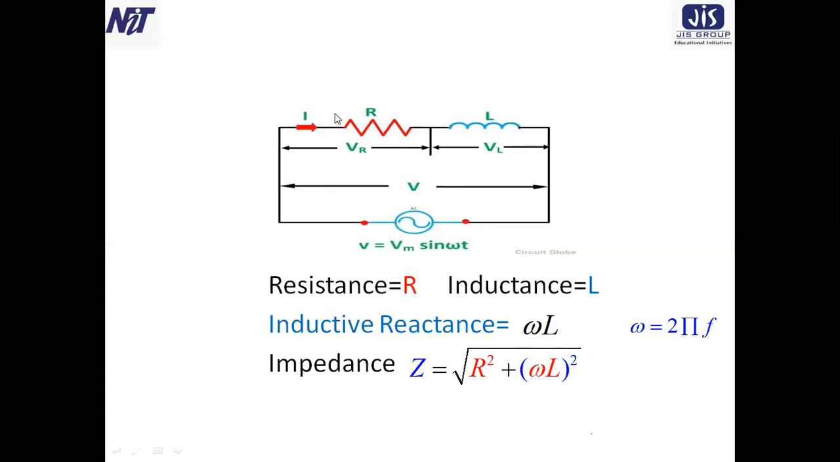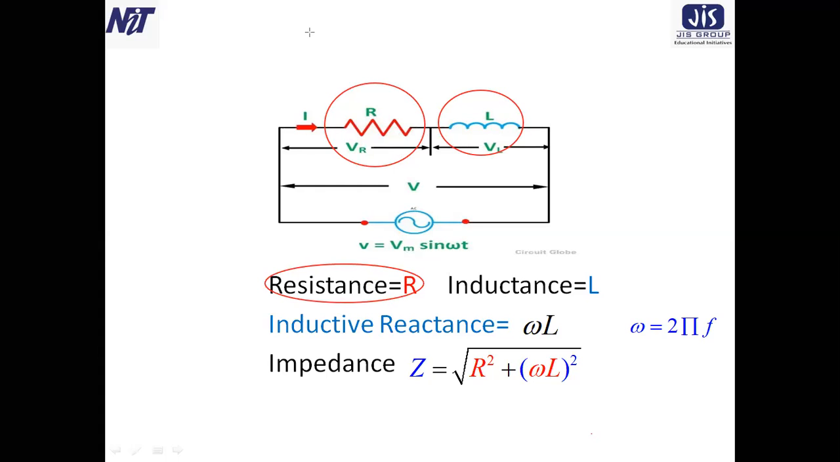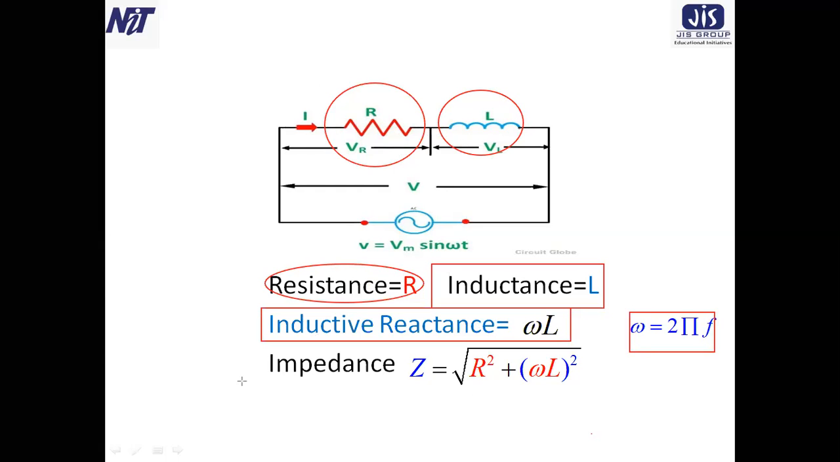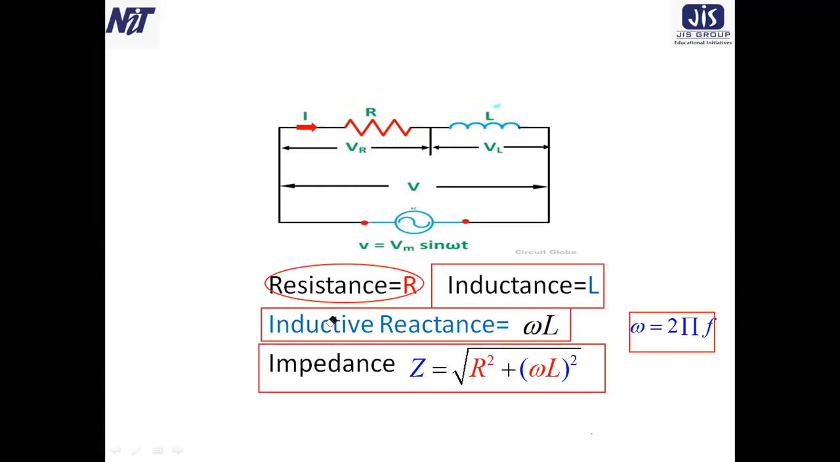Inside the circuit, we have a resistor and an inductor. The voltage across the resistor is VR and the voltage across the inductor is VL. Here the resistance is R and the inductance is L. The inductive reactance is omega L, where omega equals 2 pi F. So what will be the value of the impedance? That will be Z equals root over R square plus omega L whole square. In this way, we can find this.